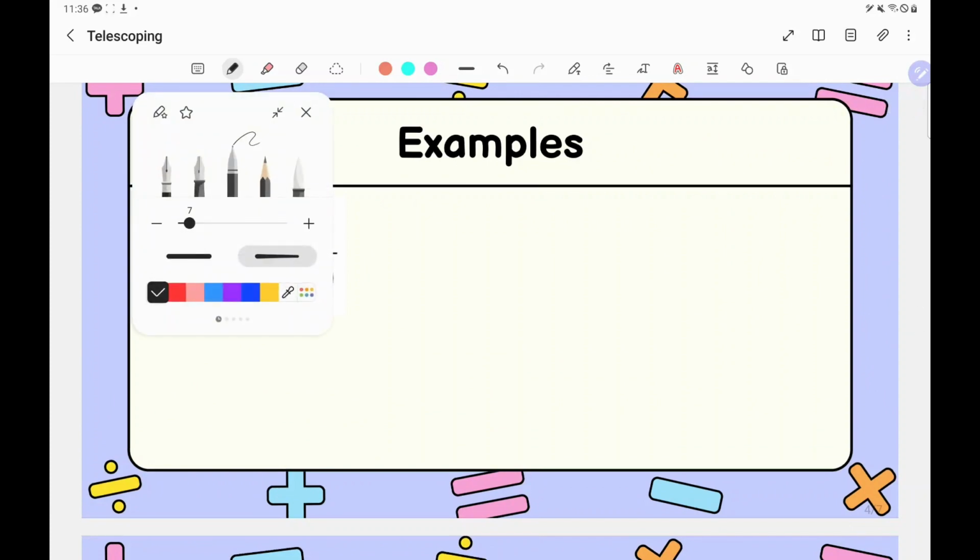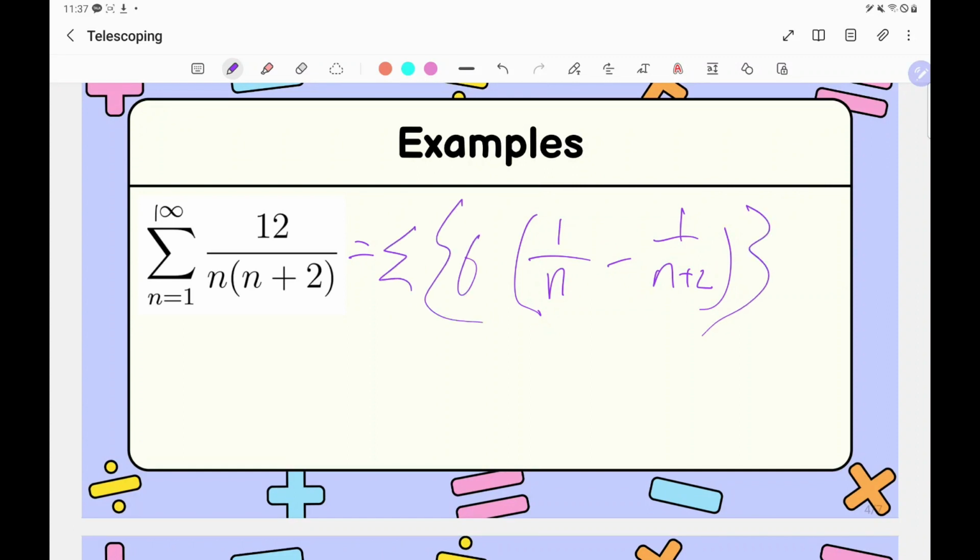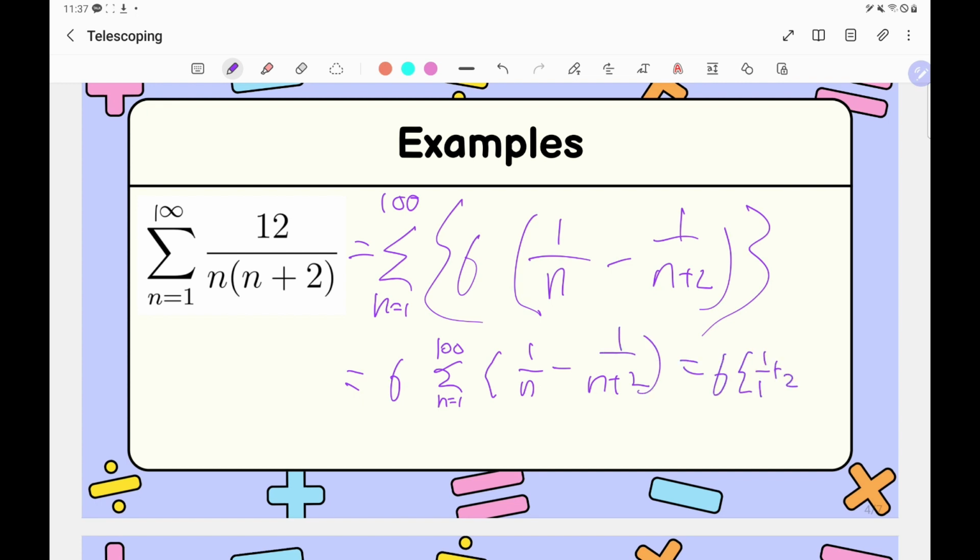And 1 over n times n plus 2 equals, this is 1 over n minus 1 over n plus 2, but this is 2 over n times n plus 2, so we need to times 6 on this. So let's times 6 on here, and we can't forget our sigma n equals 1 to 100. So this is 6 sigma n equals 1 to 100, 1 over n minus 1 over n plus 2, which is the first 2, 1 and 1/2, minus the last 2, 1/101 and 1/102.